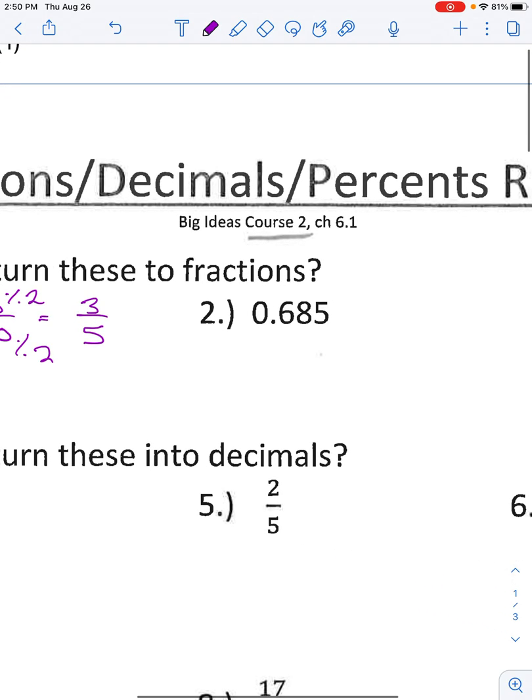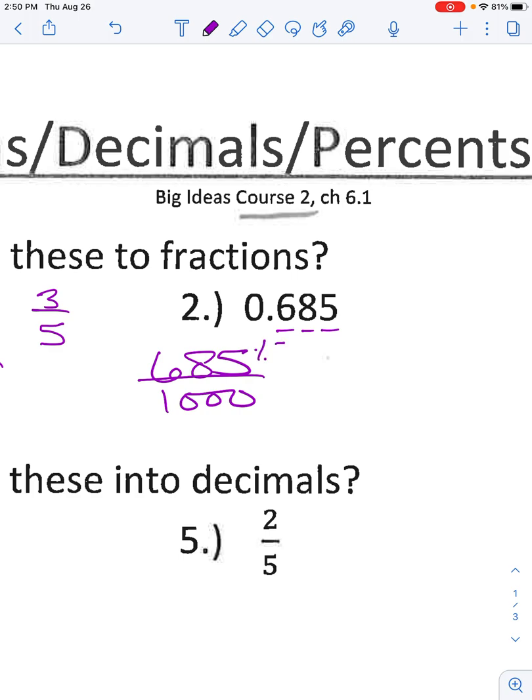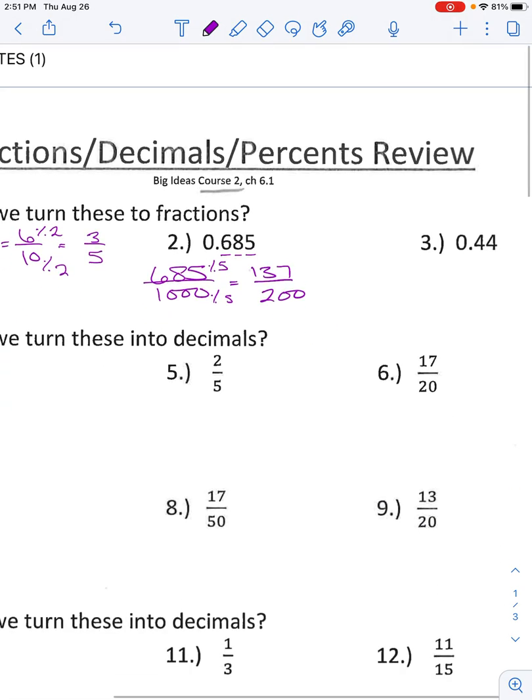On number 2, we would say 685 thousandths, tenths, hundredths, thousandths. So we would write 685 over 1,000. And then you would simplify. Okay, I know that 5 would go into both numbers evenly. So we can start with 5. 685 divided by 5 is 137. And 1,000 divided by 5 is 200, and that actually would be simplest form.